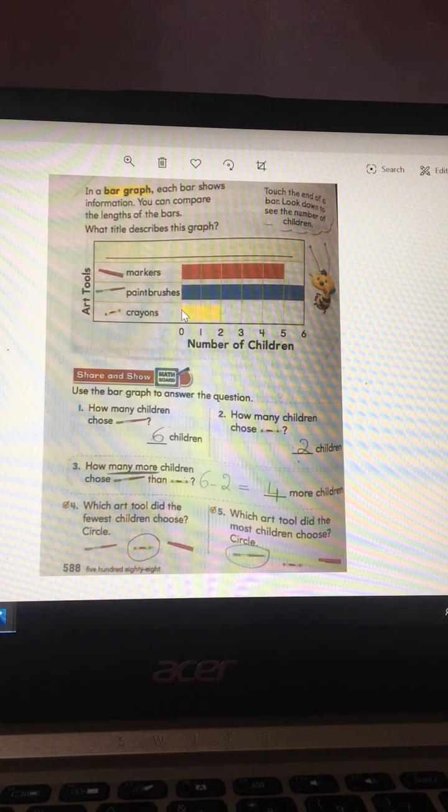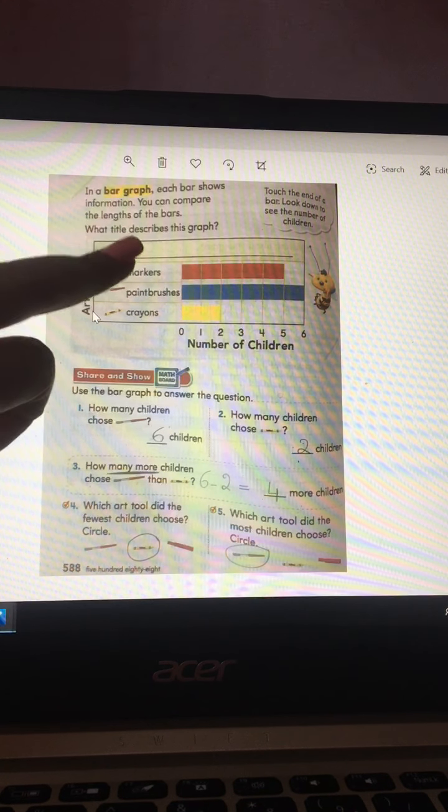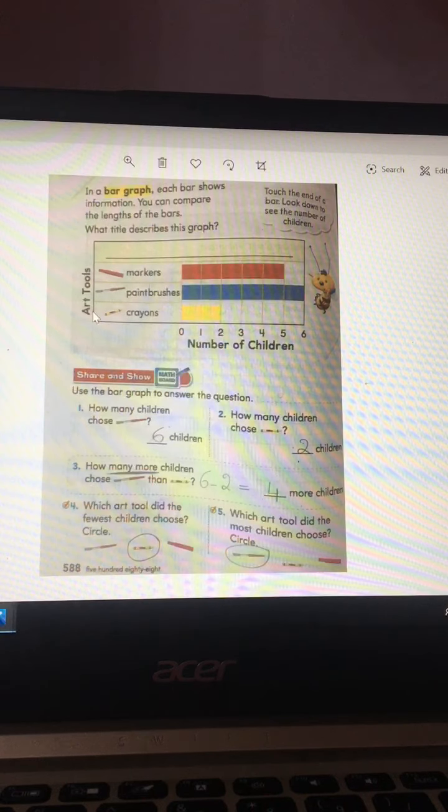Now, let's learn together how to answer questions related to the bar graph, okay? The bar graph is about, as I said, art tools, 3 types of art tools, and the number of children who chose each of the art tools. Let's start by question number 1.